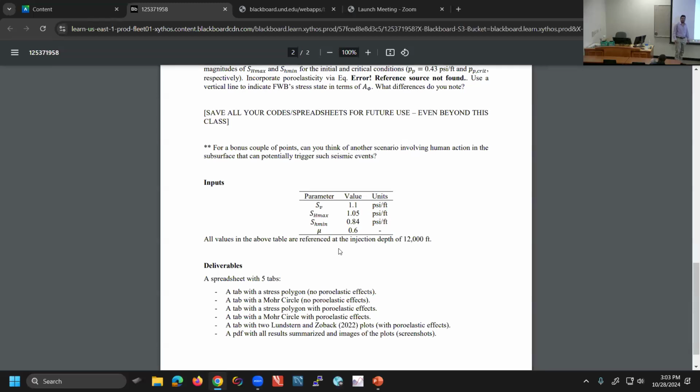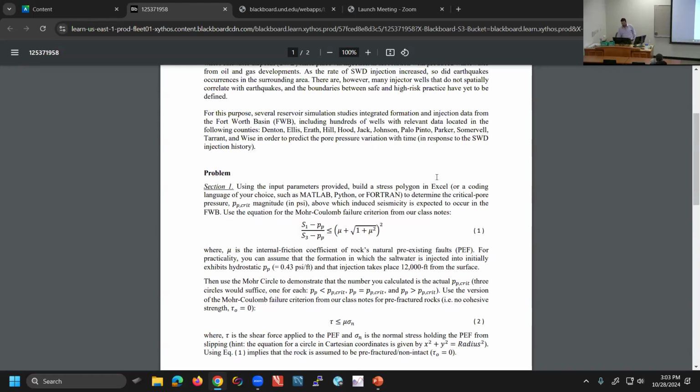The PP? Yeah, but there is a catch because there are two PP: one to start your polygon initially, and the one that you find. I'm giving you PP because you're injecting. What is the PP? 0.43 PSI per foot. This is before injection.